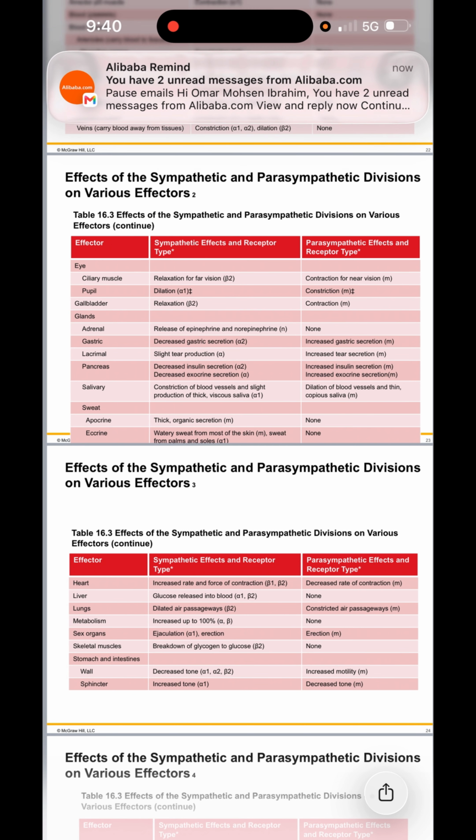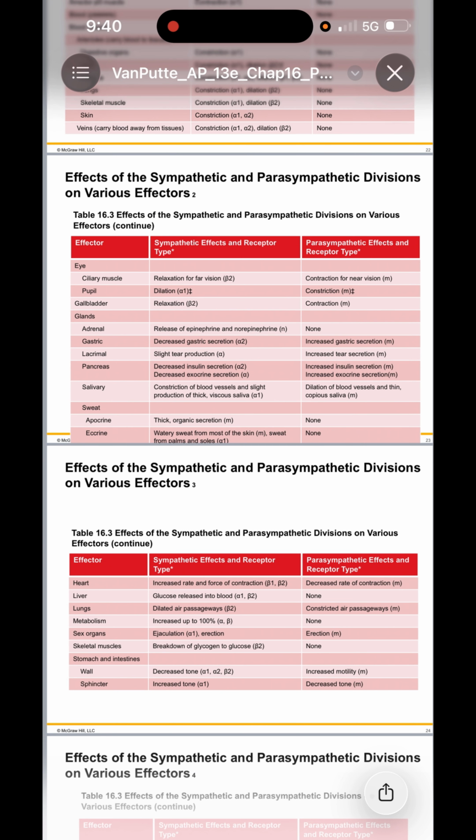Effector: lacrimal. Sympathetic effects and receptor type: slight tear production, A. Parasympathetic effects and receptor type: increased tear secretion, M. Effector: pancreas. Sympathetic effects and receptor type: decreased insulin secretion, A2; decreased exocrine secretion, A. Parasympathetic effects and receptor type: increased insulin secretion, M; increased exocrine secretion, M.